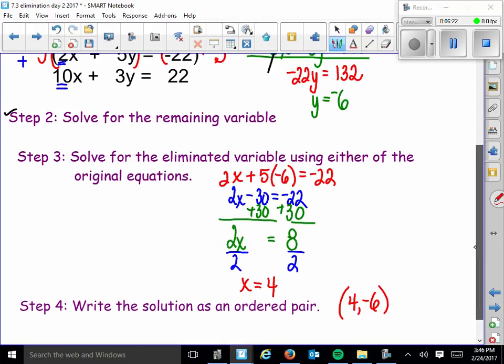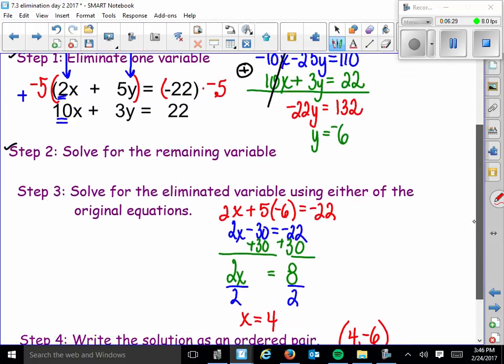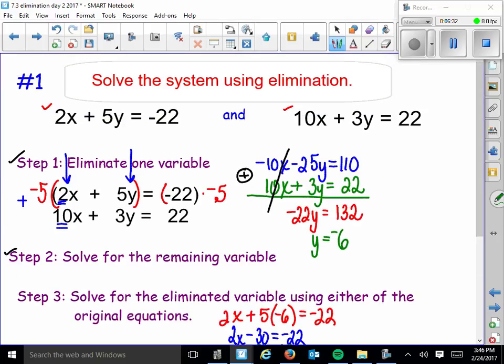It's a very good idea to take your calculator out and make sure that (4, -6) actually works. For example, go back to your second equation. 10 times 4 plus 3 times negative 6 should be 22. As I look at that equation, 10 times 4 is 40. 40 plus 3 times negative 6 would be 40 minus 18, and yes, that is 22.